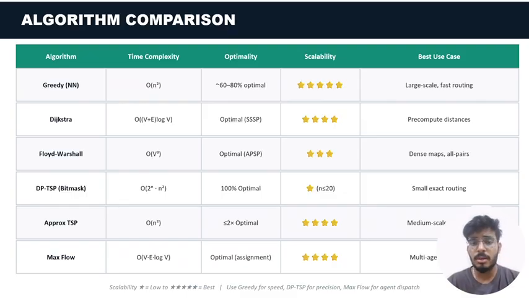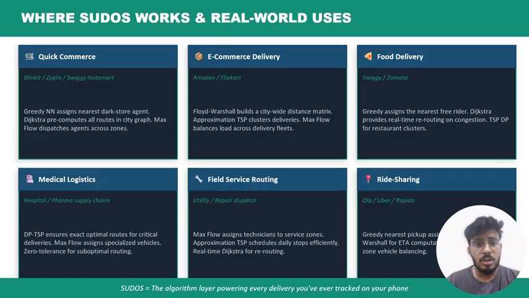SUDOS uses them together. SUDOS maps directly onto real platforms. Blinkit uses Greedy plus Dijkstra plus MaxFlow. Amazon uses Floyd Warshall plus Approx TSP. Swiggy uses Greedy for rider assignment, and medical logistics demands exact DPTSP. Even Uber and Ola use these patterns for ETA and surge balancing. Essentially, SUDOS is the algorithm layer behind every delivery you track on the phone.